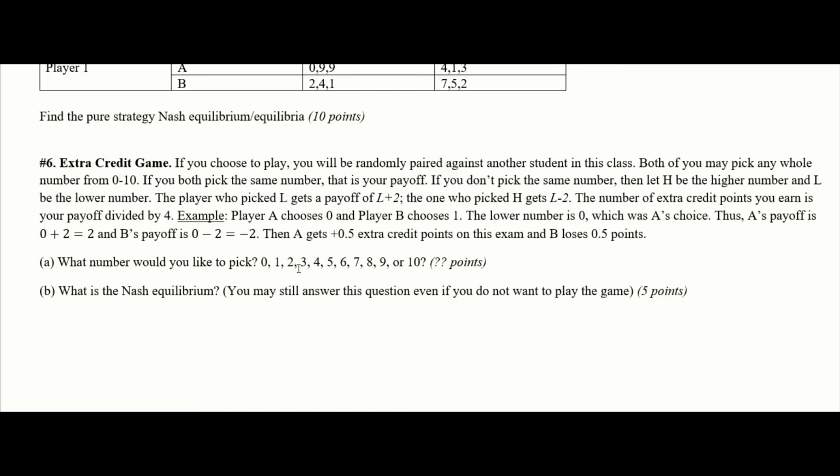So as you can see, there is a bit of risk involved with some of the choices here. So that's why I made it extra credit. You don't have to play it. You aren't forced to risk anything.